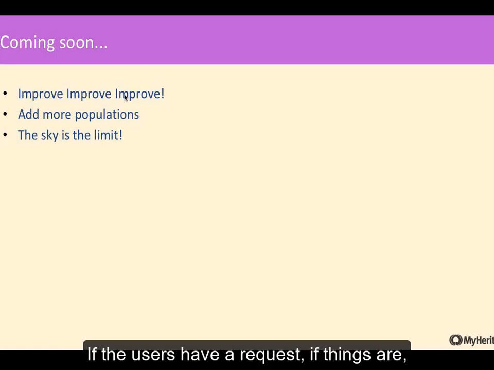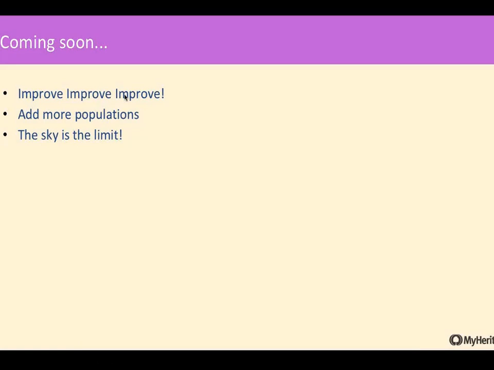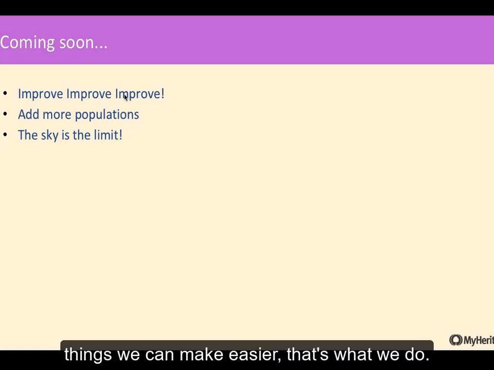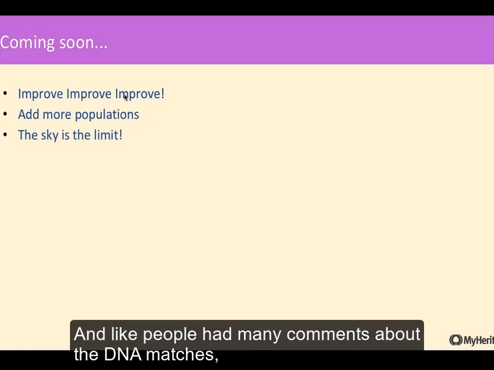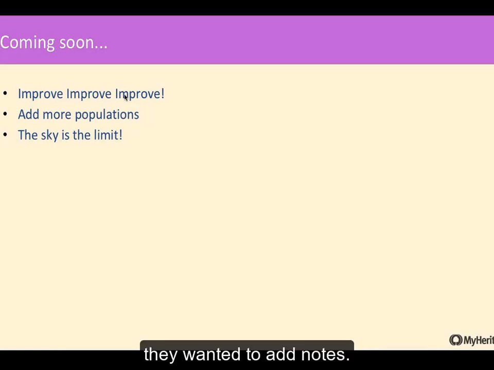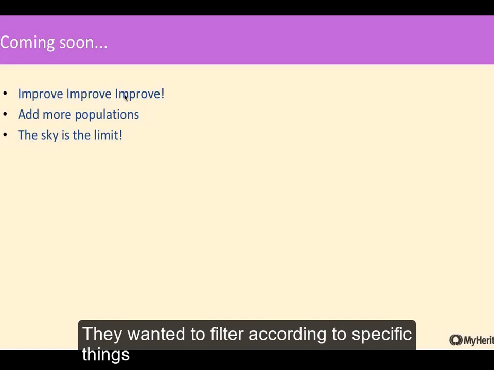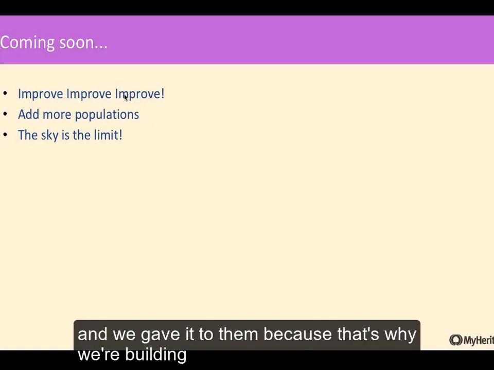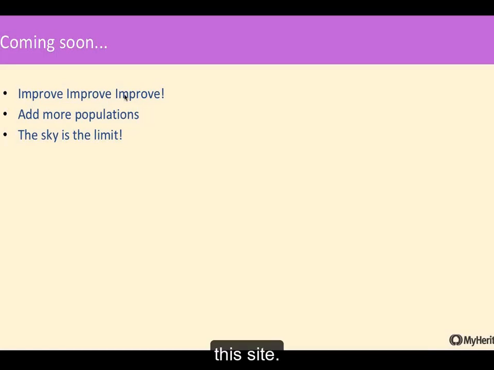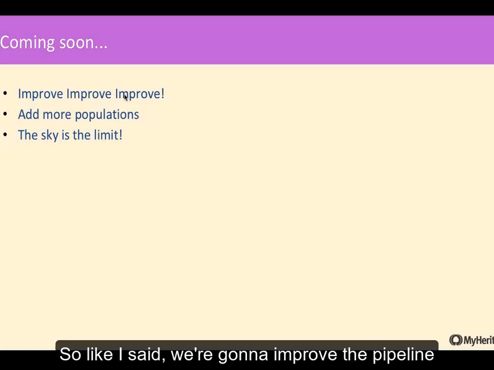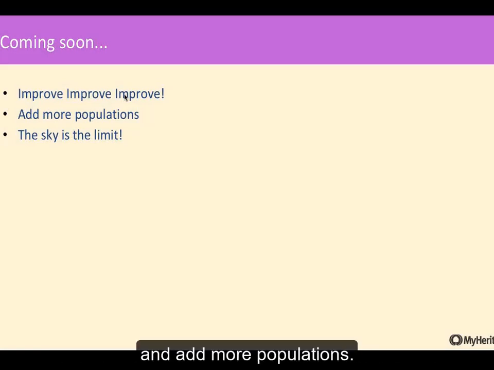If the users have requests, if there are things we can make easier, that's what we do. And people had many comments about the DNA matches, they wanted to add notes, they wanted to filter according to specific things, and we gave it to them because that's why we're building this site. That's why we're building this feature, so you guys can enjoy it. So like I said, we're going to improve the pipeline and add more populations.